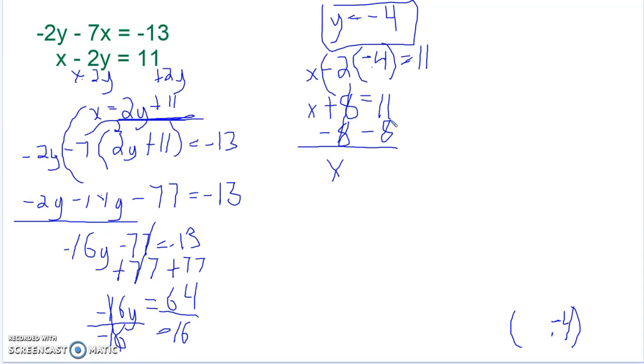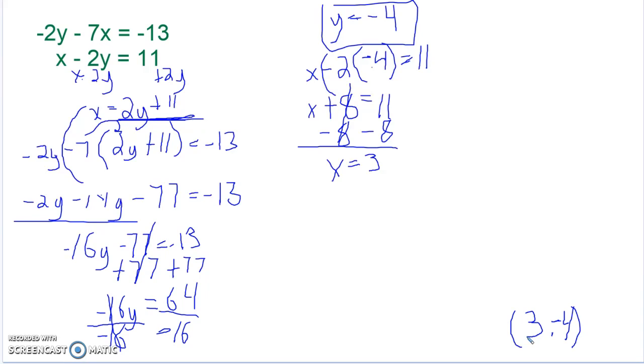So we have this 11 minus 8, which is going to get us 3. And so now we get x is equal to 3, so we could plug that into the point here, 3, negative 4. And so if we were to graph the linear equation, negative 2y minus 7x is equal to negative 13, and we were to graph the linear equation, x minus 2y is equal to 11, then these two linear graphs would intersect or cross at the point of 3, negative 4.